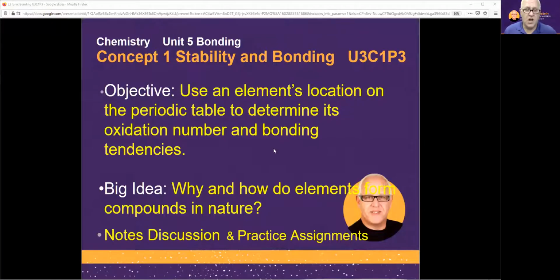So, our big idea, of course, is why and how do elements form compounds in nature. And in this lesson, we're going to use an element's location on the periodic table to determine its oxidation number and bonding tendencies.